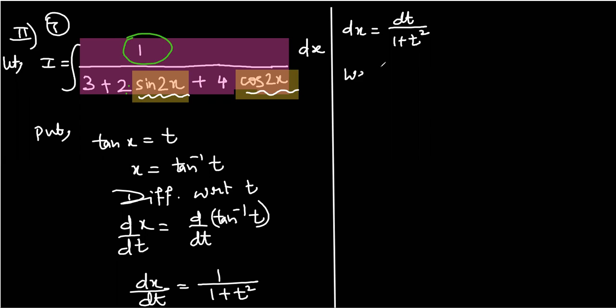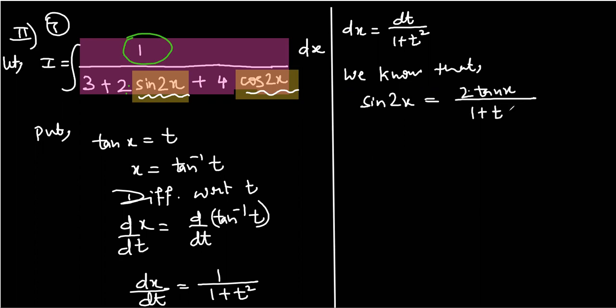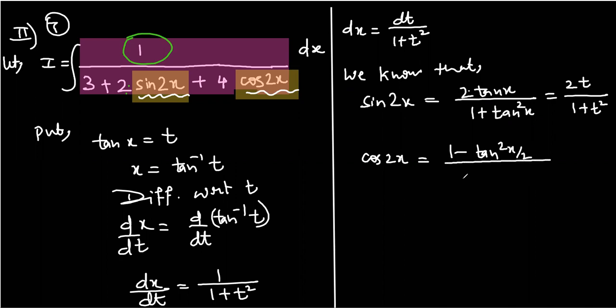We know that sine of 2x equals 2 tan x upon 1 plus tan square x, that is 2t upon 1 plus t square. And cos of 2x is 1 minus tan square x upon 1 plus tan square x, which is 1 minus t square upon 1 plus t square.